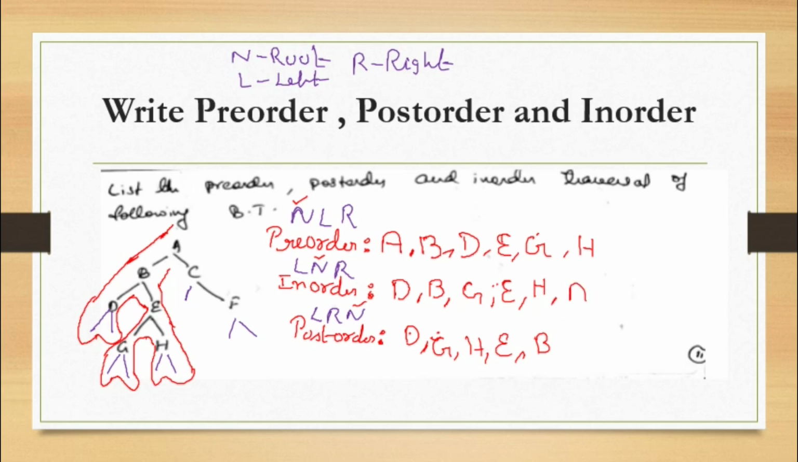Then we visit C for the first time, we write in the pre-order. Then we visit C for the second time, so we write it in the in-order. Then we come to F for the first time, we write in pre-order. Then we visit F for the second time, so we write it in-order. Now we visit F for the third time, so we write in the post-order. Then we visit C for the third time, so we write it in post-order. Then we are visiting A for the third time, so we write it in the post-order.